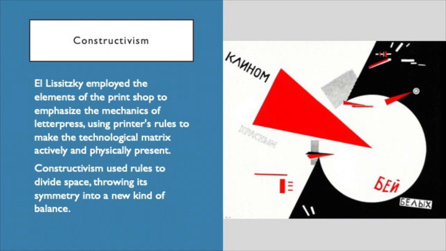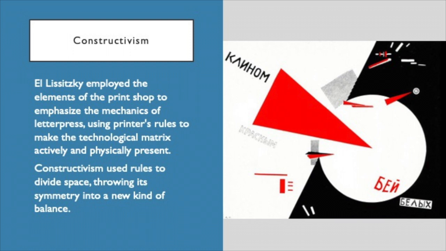And so in this case, you've got this red wedge, which is of course the red Bolsheviks, breaking through into the white, which is like the old Tsarist regime, and shattering the status quo. So in this case, again, we're still using the mechanics of physical printing and the fact that you're having to fit everything on these grids, but he's activating it in a way that brings energy to the page and to the space.